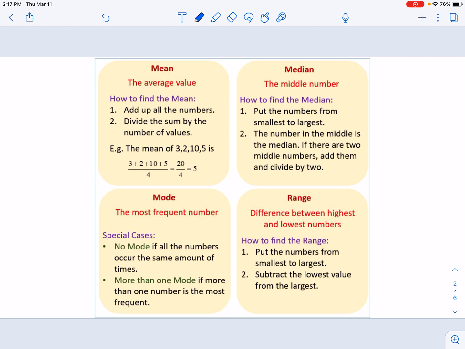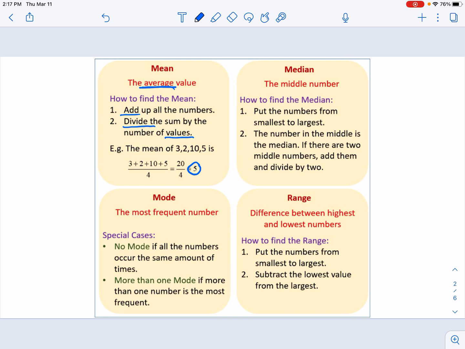So the mean is like the average value. So we find the mean by adding up all the numbers, and then we divide by how many values there are. Okay, so if our numbers were 3, 2, 10, and 5, we would add them together to get 20. And since there's four numbers, we divide by 4 to get the mean or average to be 5.